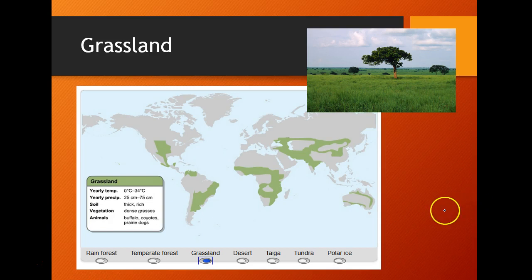We also have the grassland, and the grassland really have a variety of temperatures, right? It can be very cold, but it also can be more warm as well. There's less precipitation, great soil, lots of dense grasses, and there are buffaloes, coyotes, and prairie dogs in these areas. And we see there is like a variety of places that grasslands exist as well.